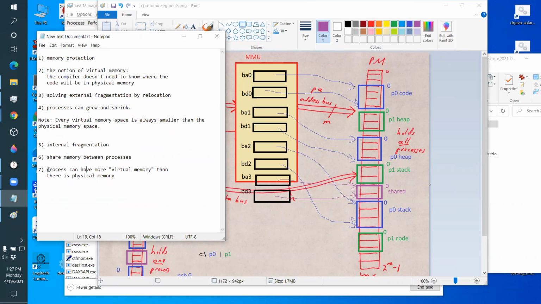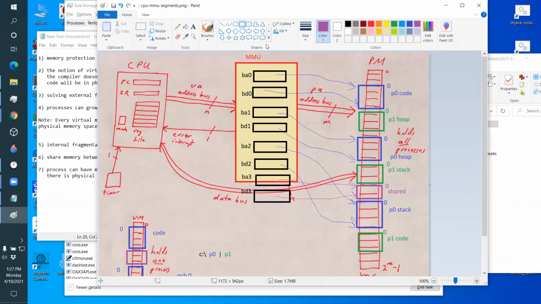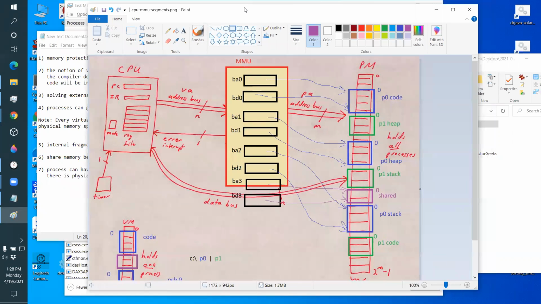Now here's another thing. Can a process have more memory than physical memory? Let's look at a different way of using this. Let me think how to explain this. There's a trick for letting a process think it has more memory than it has. It has more virtual memory than it has physical memory. I think I should clean up and start with a new picture, so let me save this and start over again.